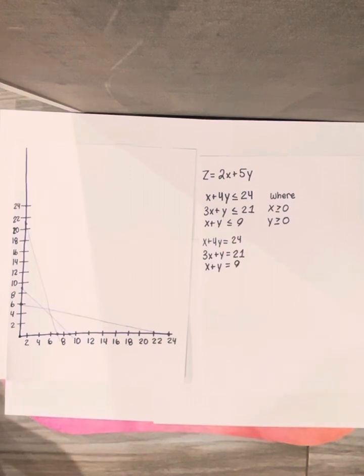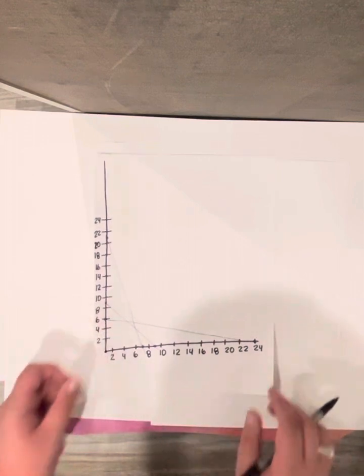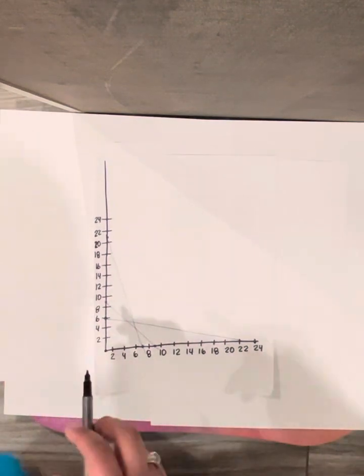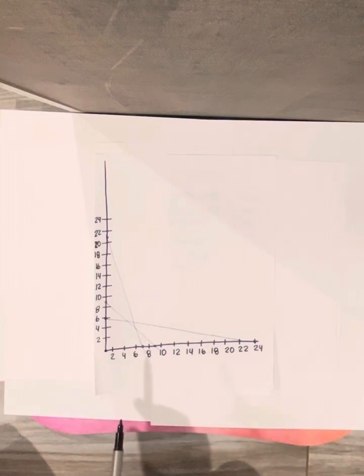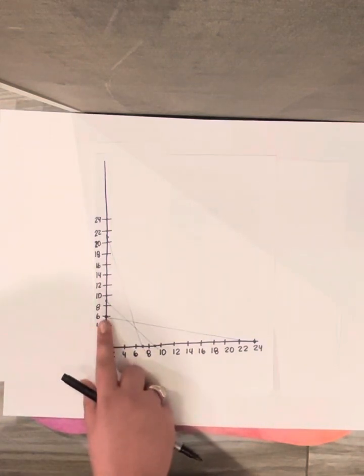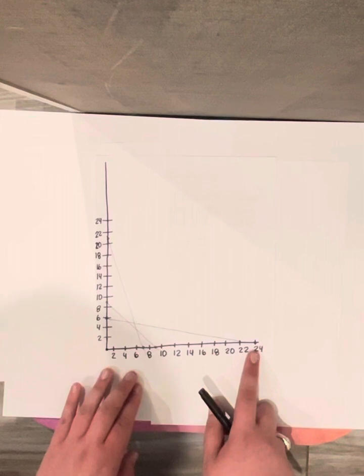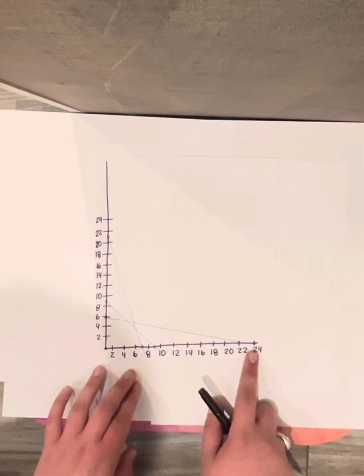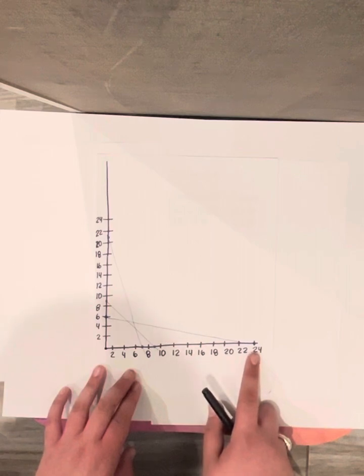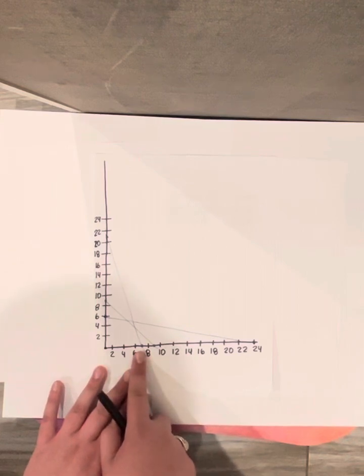Now, the next step after doing that would be to plot your lines. For the sake of time, I actually plotted my lines ahead of time. So let me explain these lines. So we have x plus 4y equals 24. So that line crosses through 0, 6. So we have 0, 6, and then 24, 0. My next equation, 3x plus y equals 21, passes through 0, 21, and 7, 0. So 7, 0 down here.